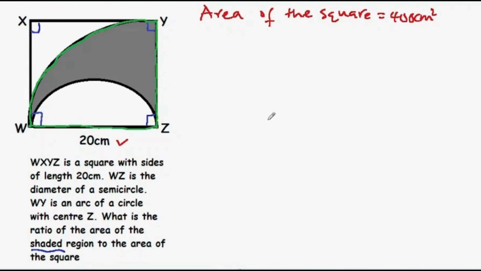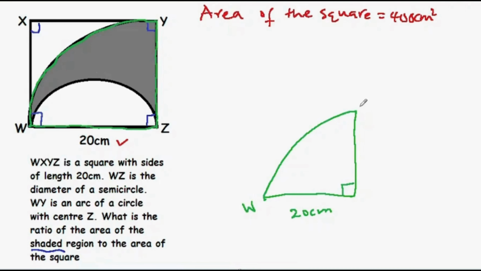So let me redraw the sector. If I redraw the sector now, I'm going to have something like this, and like this. So this is 20 centimeters. I've established that here is 90 degrees. So this is W, this is Y, this is Z. We are told that WY is an arc of the circle, that's what we are told in the question, and we center Z. So Z is the center. This is like a sector. YZ is the radius of the circle, and WZ is a radius.